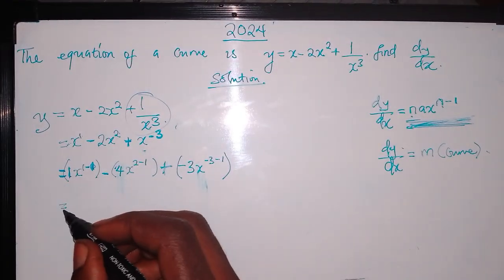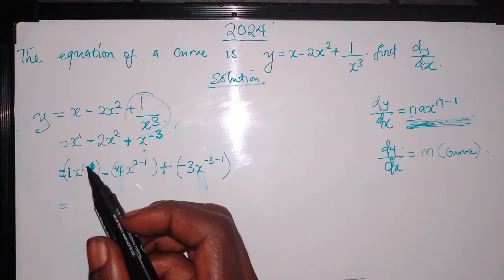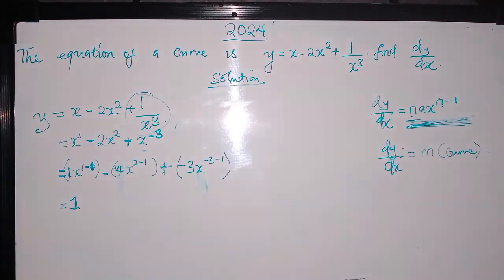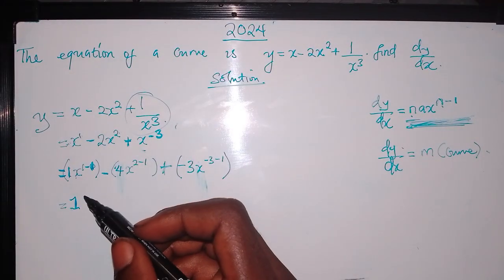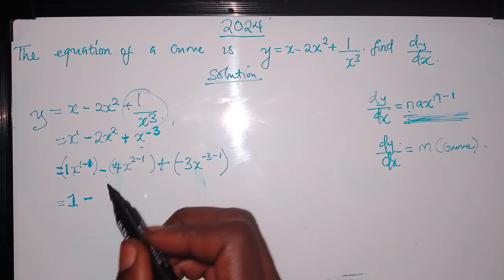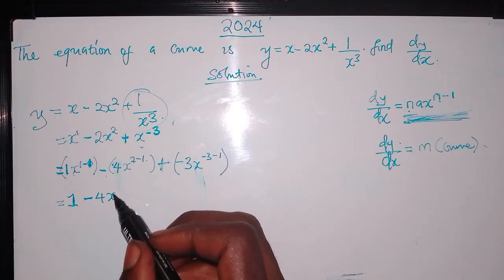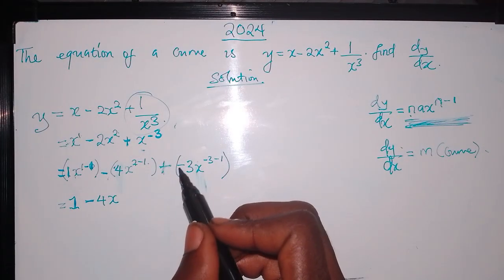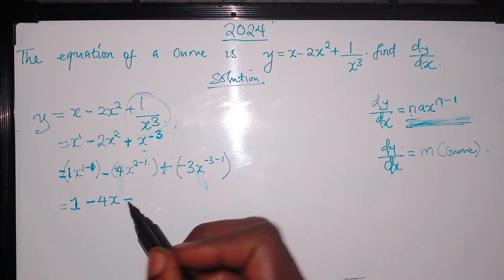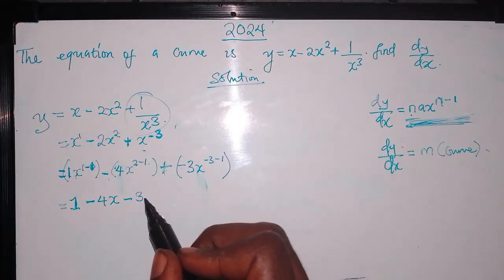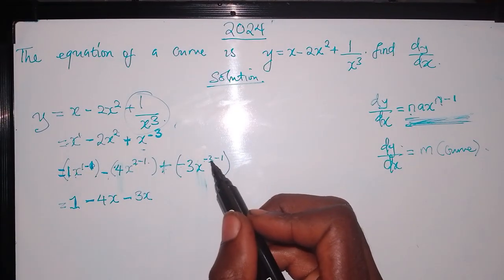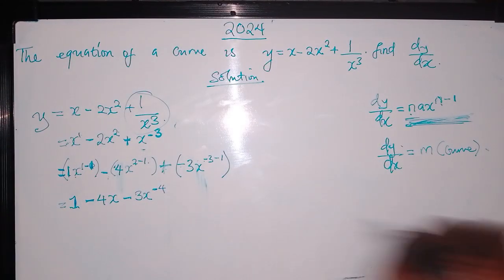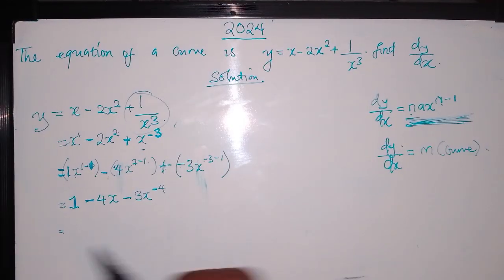So now you subtract the power. So 1 minus 1 is 0. X to the power 0 is 1. Any number or any variable raised to the power 0 gives us 1. Then minus 4x. 2 minus 1, we have 1. We don't write the 1 as the power. Then here, negative times positive, we have negative. Then you say 3x. Negative 3 minus 1, we have negative 4.